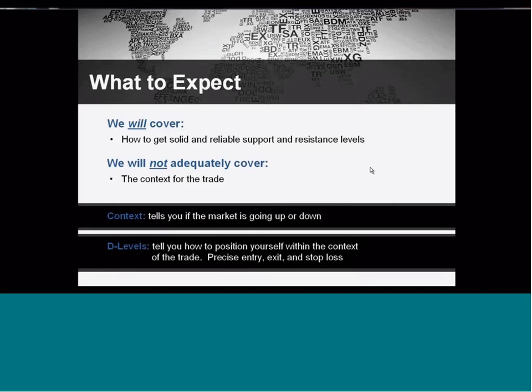You need this because even though you might know the market's going up or the market's going down, how many of us get stopped out before it goes the way we expect it to go? So DiNapoli Levels is all about positioning yourself. It is a leading indicator.